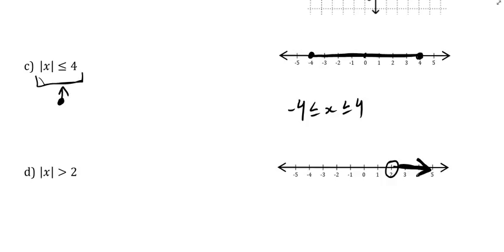So this graph isn't finished though. What else do I need? What do you think? Good. And go the other way, because the absolute value of negative 3 is 3, which is greater than 2. Right? Does that make sense?